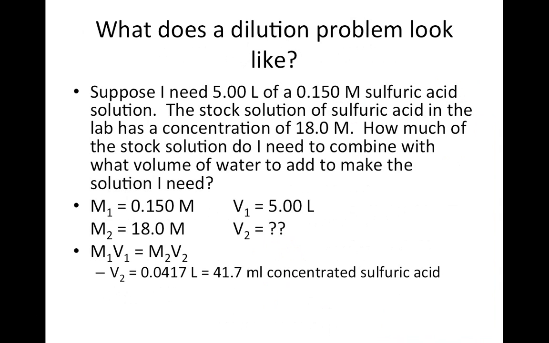In order to figure out the amount of water that is needed, we have to think about the total volume of the diluted solution. We want 5.00 liters total, and we know that 41.7 milliliters must be the concentrated stock solution. That means that the remainder, 4.96 liters, is made of water.